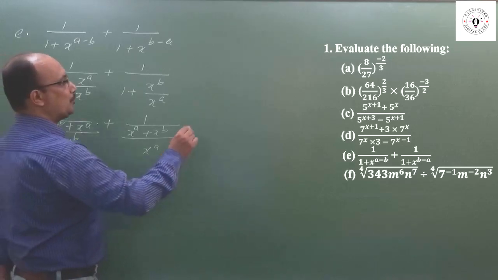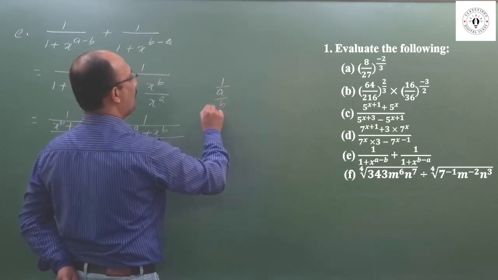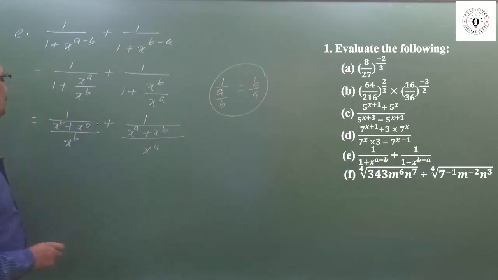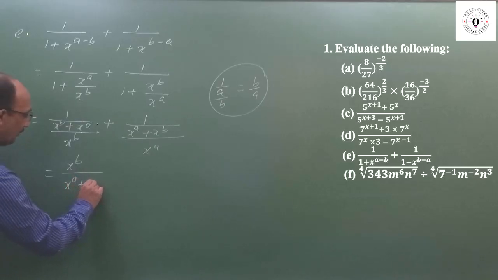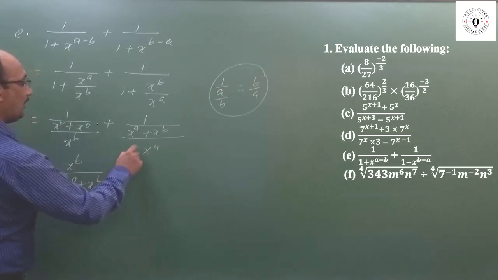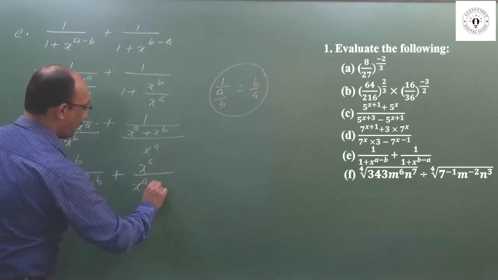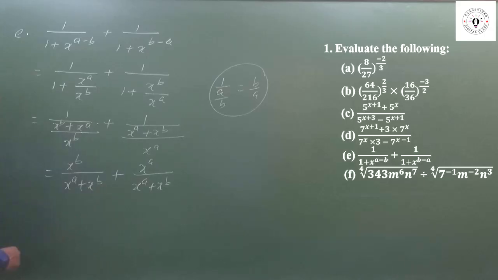Now, student, you know that if we have 1 upon a upon b, then this can be written as b upon a. If I use the same concept here, this becomes x to the power b divided by x to the power b plus x to the power a. But you know that there is no difference between x to the power b plus x to the power a and x to the power a plus x to the power b. Similarly, this can be written as x to the power a upon x to the power a plus x to the power b. Now both have same denominator, so LCM will be same.